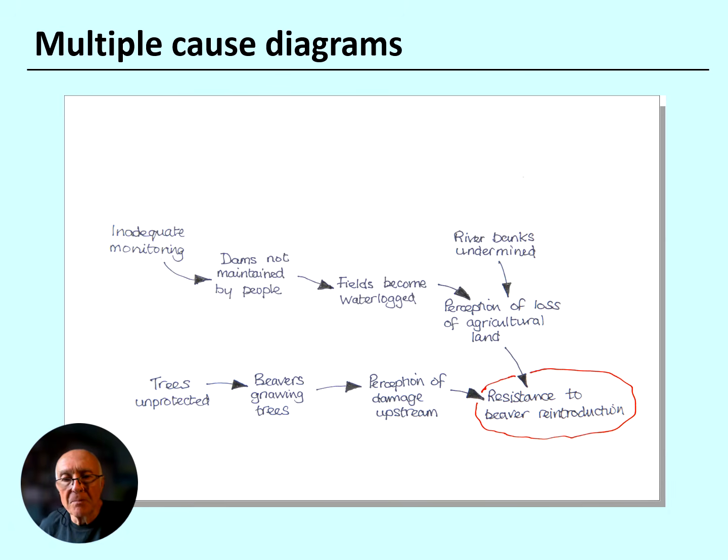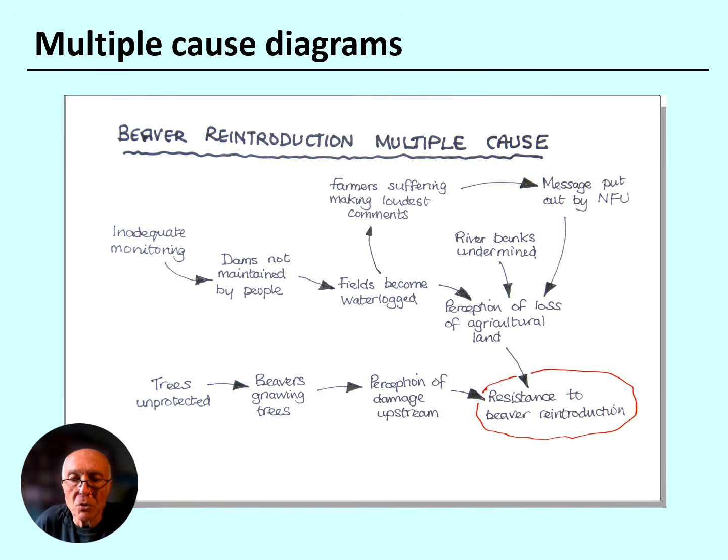Where are these coming from? Well, damage upstream is caused by beavers gnawing at trees. Why are beavers gnawing at trees? Well, they gnaw at trees which are unprotected. Why is there perception of loss of agricultural land? Well, because fields are becoming waterlogged. Why are they becoming waterlogged? Because dams that the beavers construct are getting too high. Why are they getting too high? Because there's not enough monitoring. There's not enough watching what's going on and just cutting down the height of the dams if they get too high.